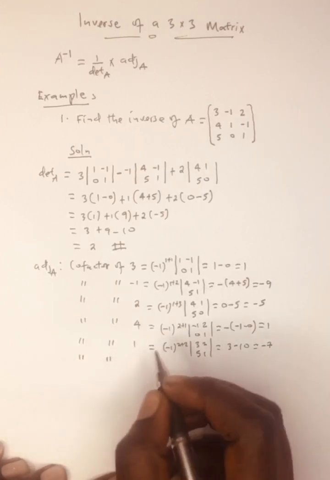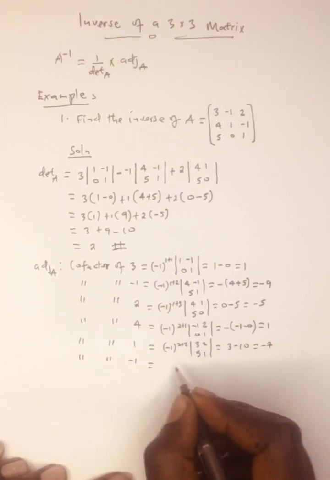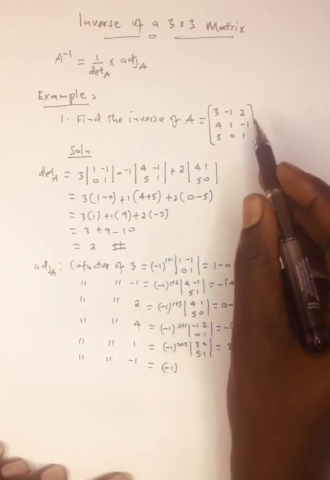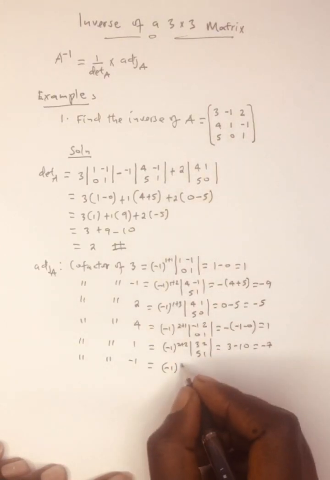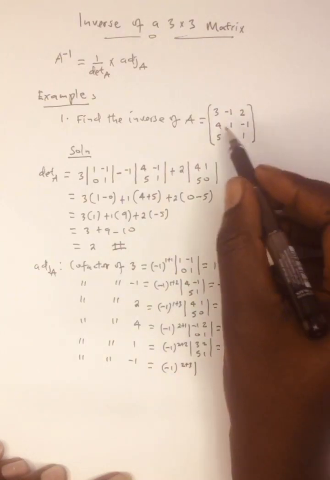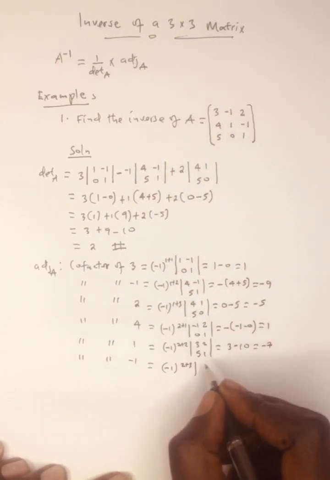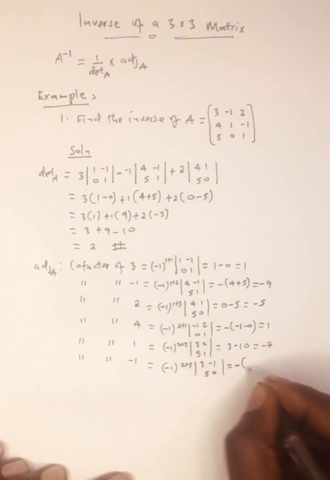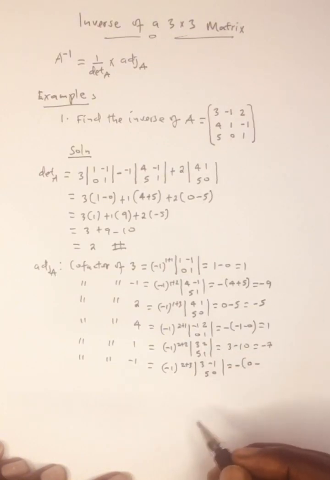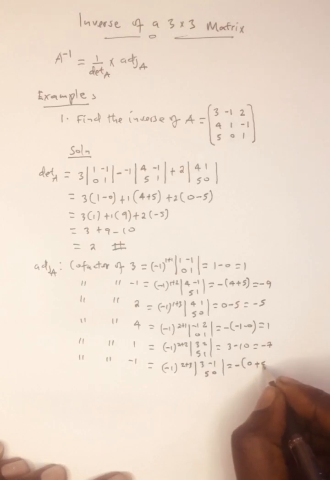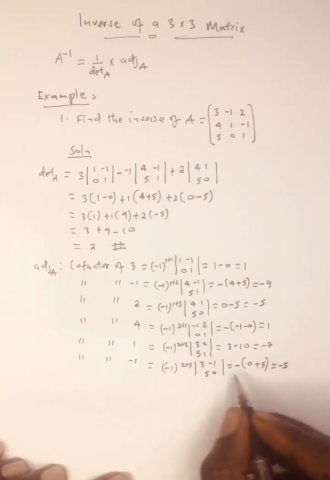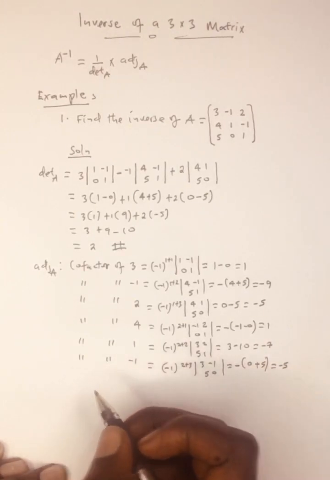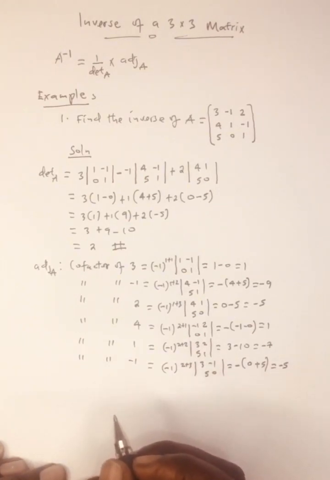Then the cofactor of the next element, that is negative 1, will be negative 1 raised to power. This is in row 2, column 3. So 2 plus 3. The small matrix that is left is 3, negative 1, 5, 0. So since this is odd, the negative will hold. So we have the negative of 3 times 0, which is 0, minus negative 5, that is plus 5. So that will be negative 5 because of this negative here. The next element that we have is 5.